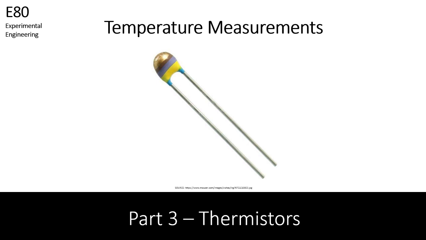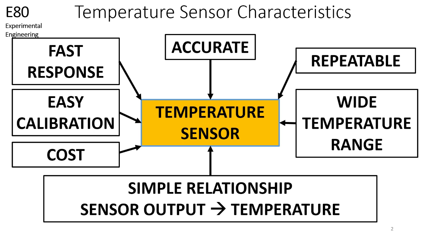In this video, we will discuss thermistors. Let's do another quick review of ideal temperature sensor characteristics. An ideal temperature sensor is accurate, repeatable, low in cost, easy to calibrate, and has a fast response over a wide temperature range. Furthermore, a simple relationship between sensor output and temperature is highly desirable. Thermistors exhibit some of these characteristics.